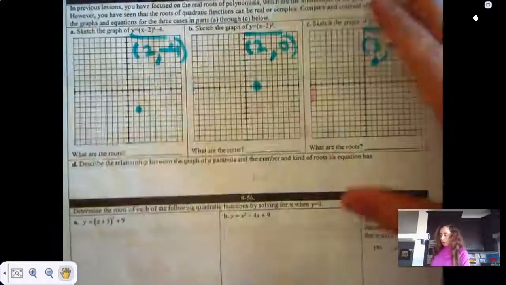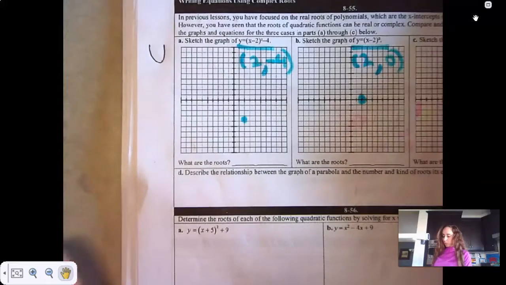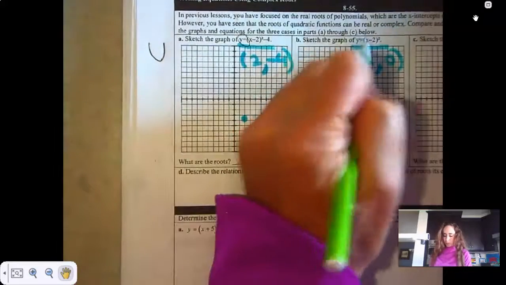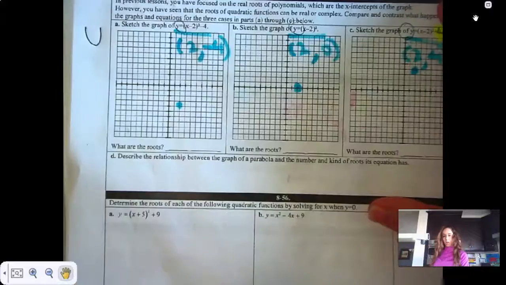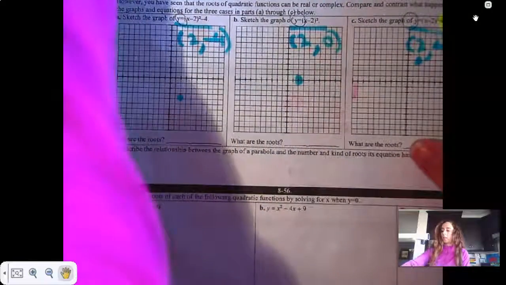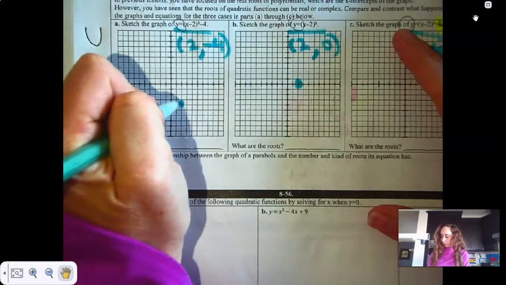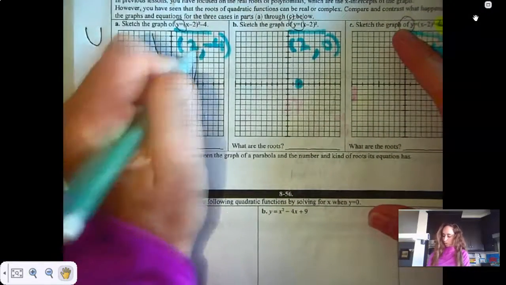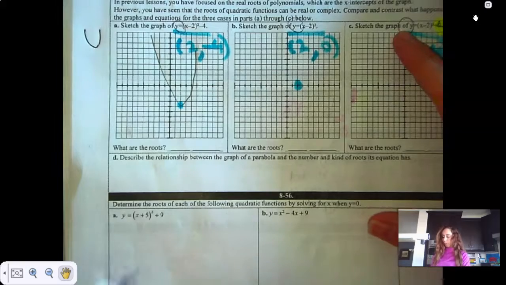And it's squared. So since it's squared, it's a U. My U is either going to go up or my U is going to go down. It's all based on the front. The front is positive, so all of them are going to go up. If I was to graph this, a rough sketch, okay, how many roots do I have?